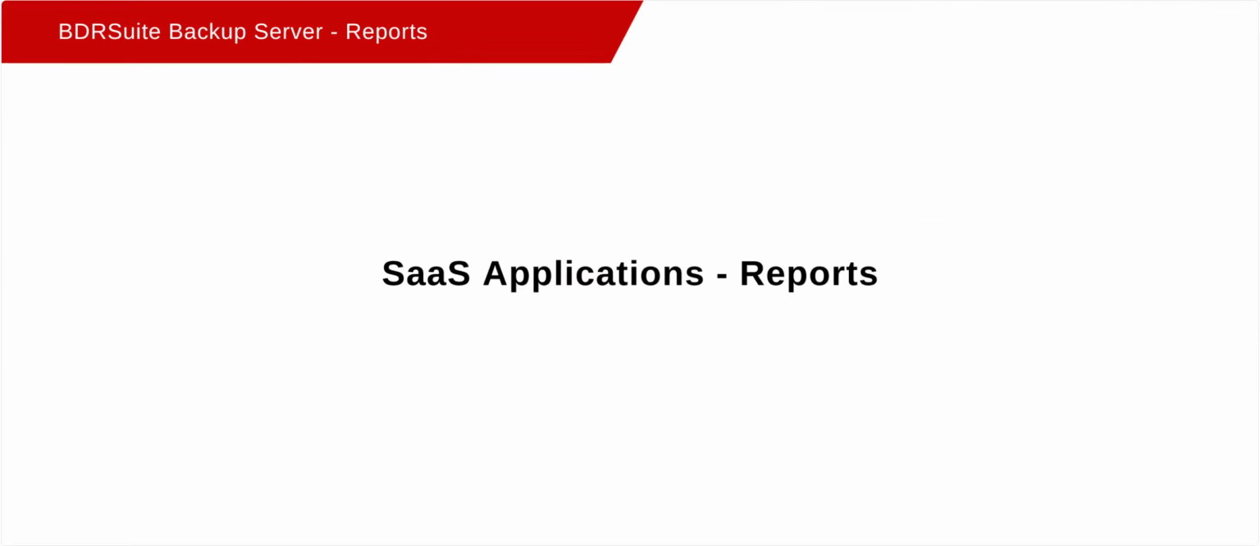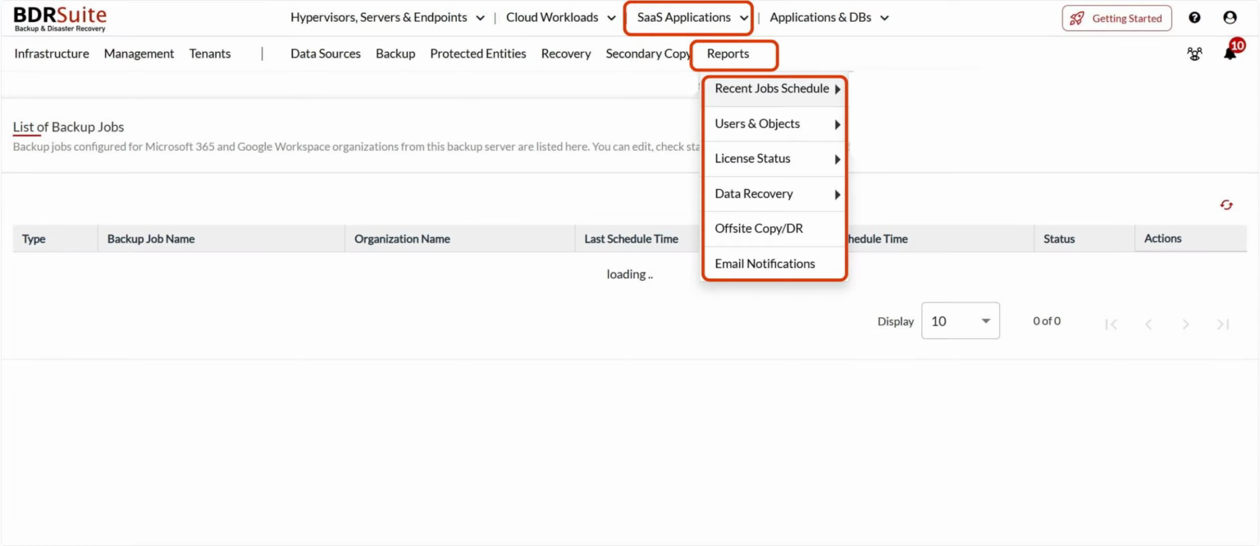As the cloud workloads reports are covered, let's explore the SaaS Applications reports next. To begin, navigate to the SaaS tab in the Report menu. The SaaS section consists of the Recent Job Schedule Report, User and Object Report, License Status Report, Data Recovery Report, the Offsite Copy Report, and more.